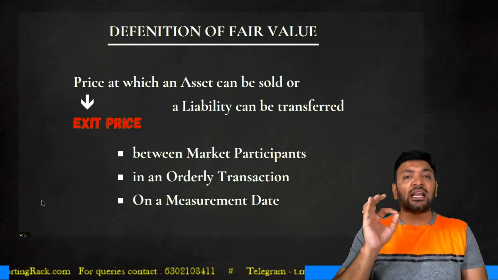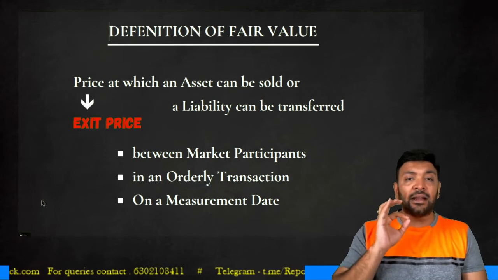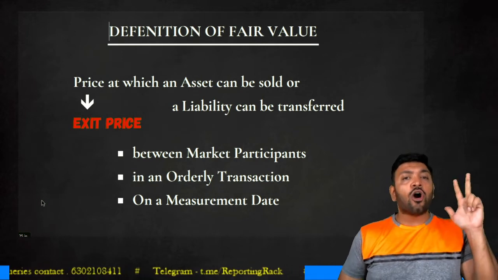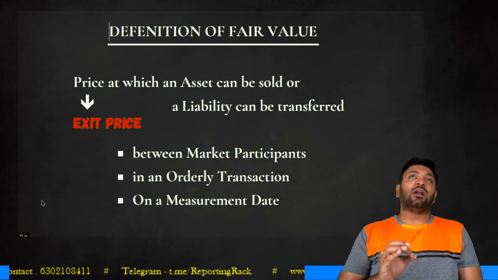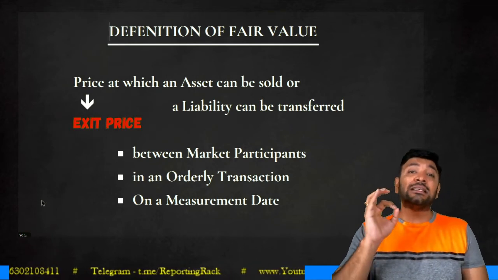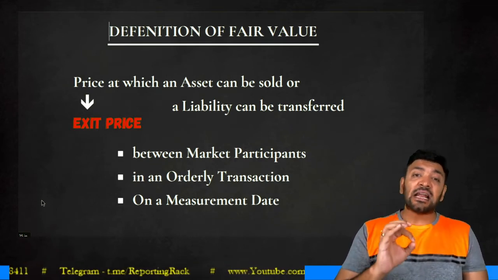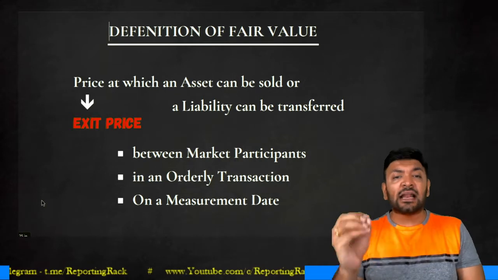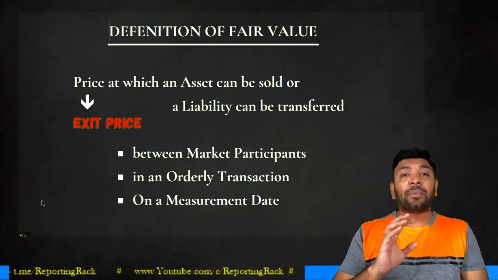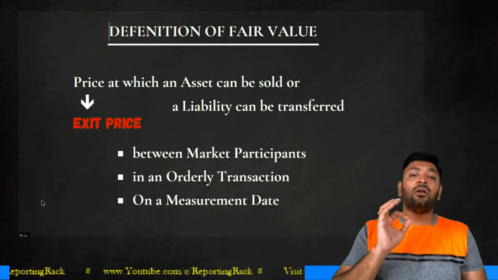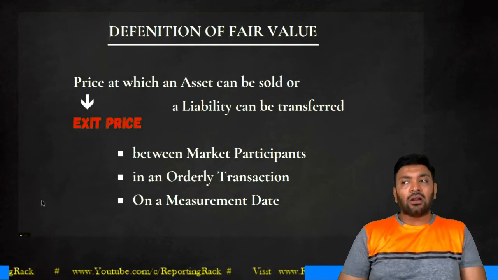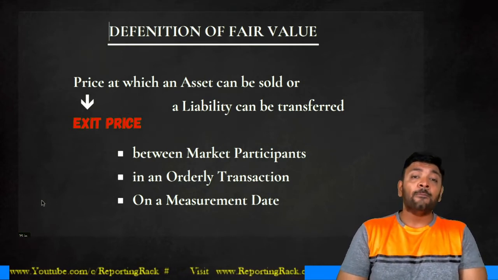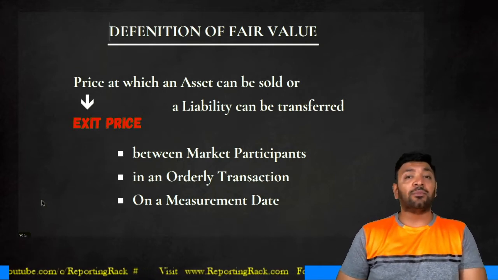So, a price at which an asset can be sold or a liability can be transferred between market participants in an orderly transaction on a measurement date. I'll repeat what I said: fair value is an exit price. That is a price at which an asset can be sold, disposed, or a liability can be transferred between market participants in an orderly transaction on a measurement date. Now let's try to understand: who is this market participant? What is an orderly transaction and what is a measurement date?